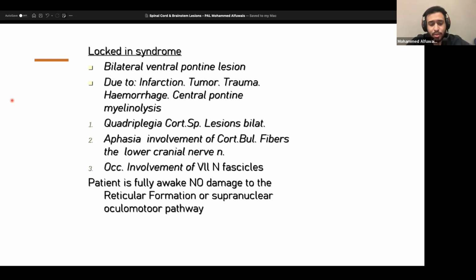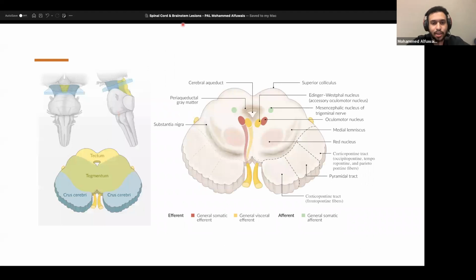Tumor, trauma, hemorrhage, again, the basilar artery, and it will lead to quadriplegia because of the corticospinal tract, and you'll also have involvement of the facial nerve, okay? With the involvement of the facial nerve, you have bilateral paralysis of the face. So you can't move, you can't do anything at all. The only thing that is intact that the patient can do is the eye movements, and he's fully awake, okay? So he's not in a comatose state. All right, so that's pretty much locked-in syndrome, and that basically is all of the pontine lesions.